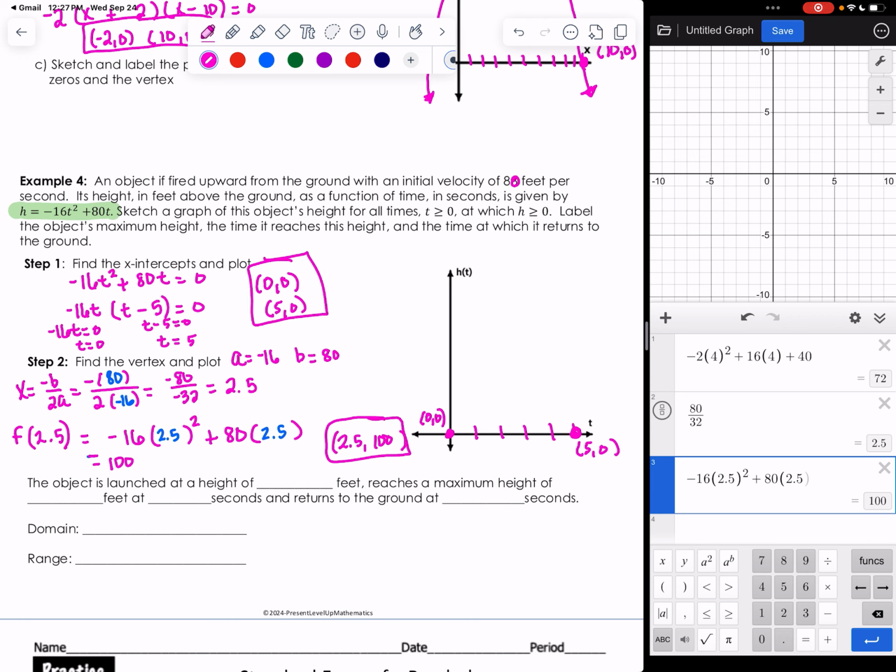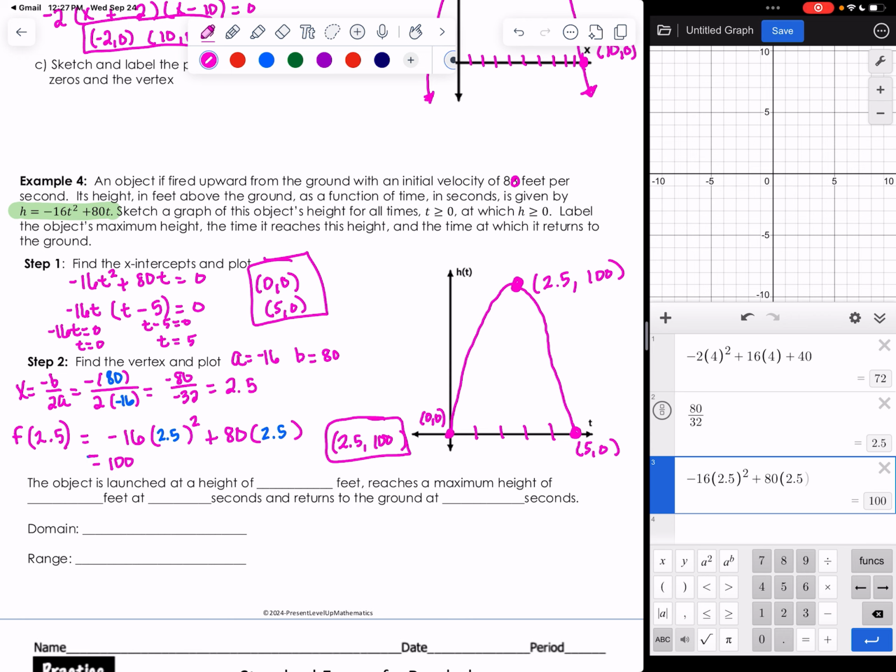Now they want us to plot our vertex. So just like the other one, I'm just going to approximate the y value. So 2.5 would be about right here. Go up. I'm just going to put a dot up here somewhere, and I'll label it (2.5, 100). Now, the last thing they want us to do is to form our parabola. So there is our parabola. Now we're going to answer these questions.